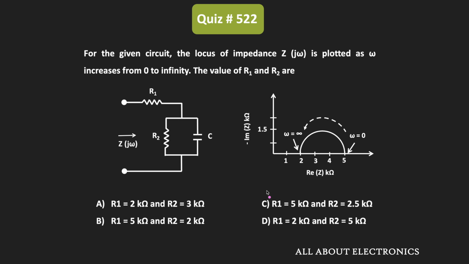So if you observe, on this plot, on the horizontal axis we have the real impedance, while on the vertical axis we have the imaginary impedance. And this locus shows how the impedance changes as the value of omega increases from 0 to infinity. So from this, it is in fact very easy to find the value of R1 and R2. So let us see that.